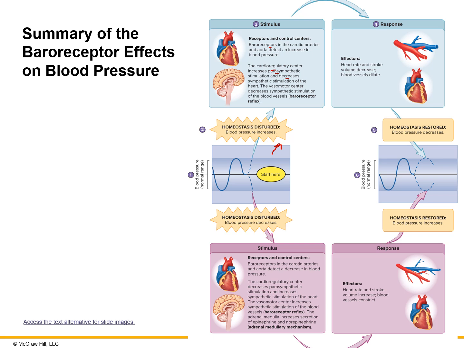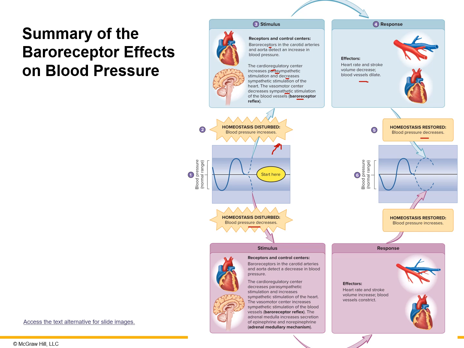That vasomotor center also decreases sympathetic stimulation. So again, that's that baroreceptor reflex. As the frequency of action potentials increases, the cardioregulatory and vasomotor centers decrease sympathetic stimulation. Then in response to that, heart rate and stroke volume decrease, and our blood vessels dilate, which is going to bring down the blood pressure to normal. So we restore that. Now, on the other hand, if the blood pressure decreases, then essentially the opposite happens.